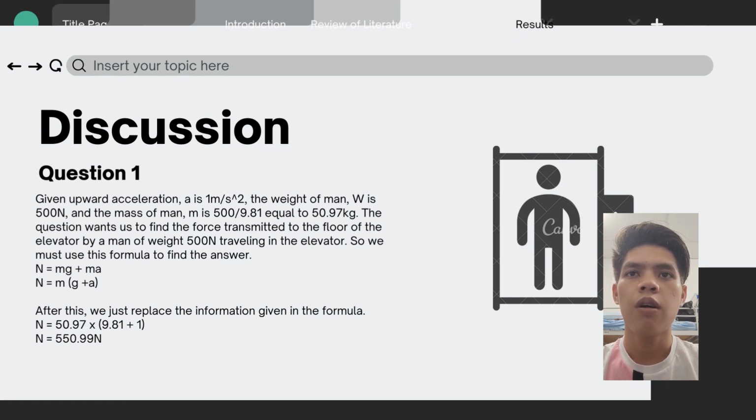transmitted to the floor of the elevator by a man of weight 500 Newton traveling in the elevator. So we must use this formula to find the answer. N equals mg plus ma, so N equals m times g plus a in brackets. After this, we just replace the information given in the formula.